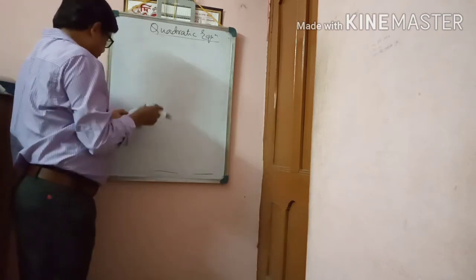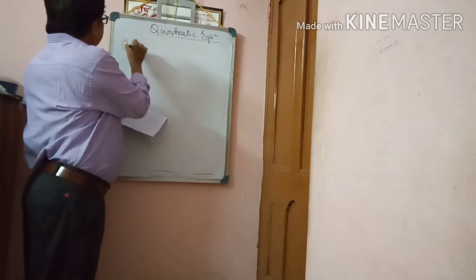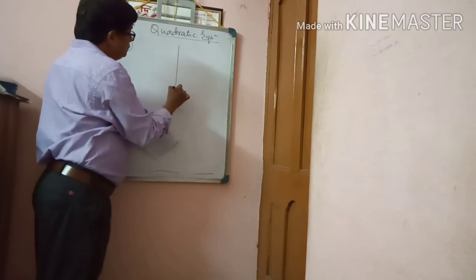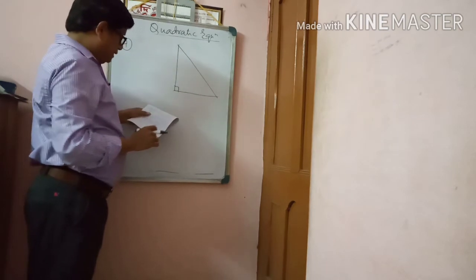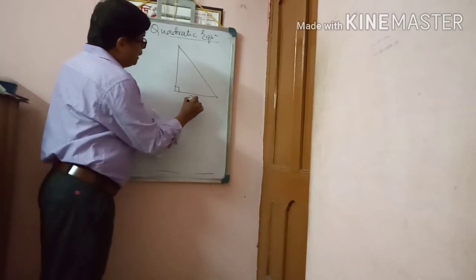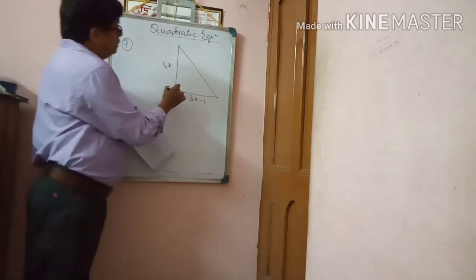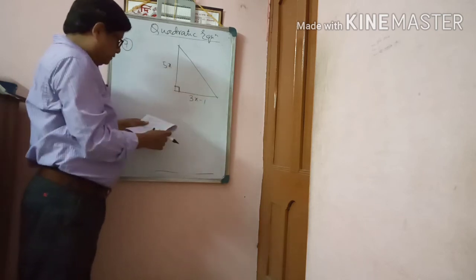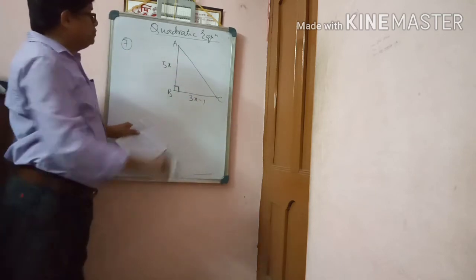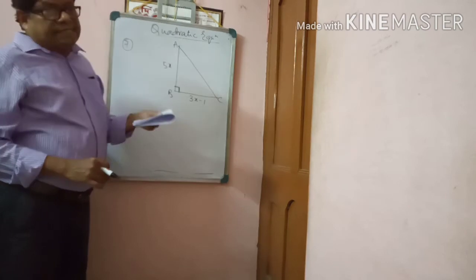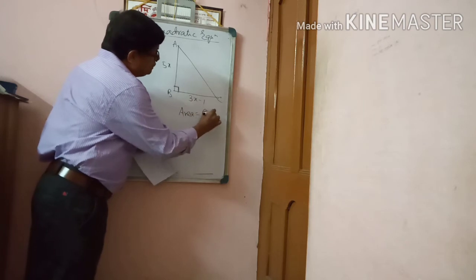Right. The right angle triangle is given. Question number 7. This is 90 degree. Here given two sides, 3x minus 1 is given, this is 5x centimeter given. Right angle A, B, C. Suppose AB is given 5x cm and BC 3x minus 1 cm. And area is given 60 centimeter square.